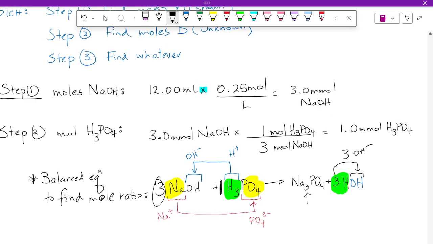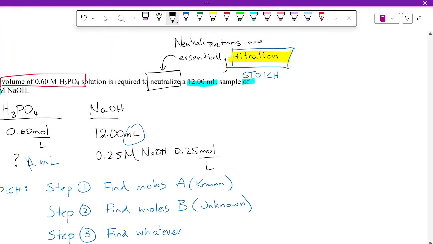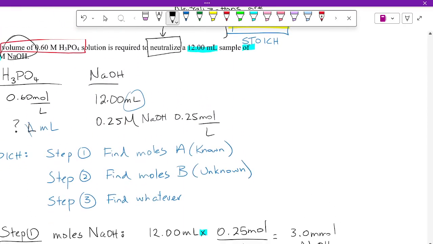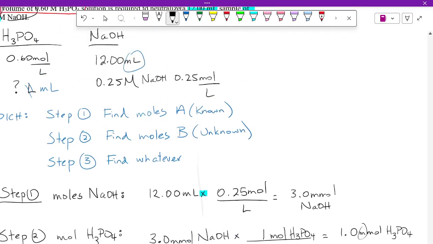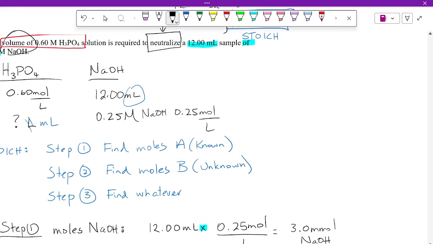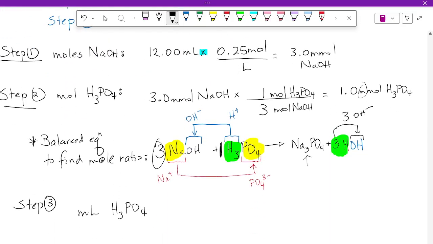Step 3 is find whatever. So in step 3, we have to go back to the question and say, what is whatever? What are we being asked for? We are being asked for the volume. So that could either be milliliters or liters. I'm going to go with milliliters because I have millimoles. So we want to find the milliliters of H3PO4 solution. And let's remind ourselves what we know about the H3PO4. It is 0.60 moles per liter.